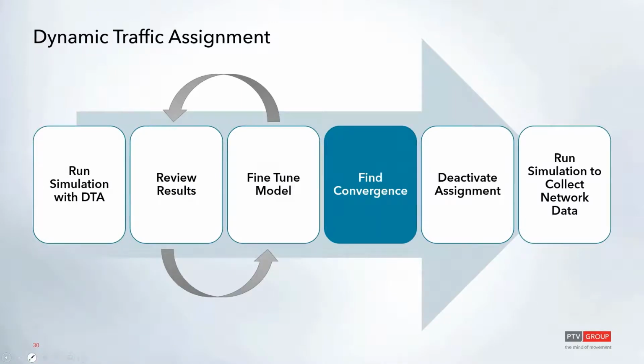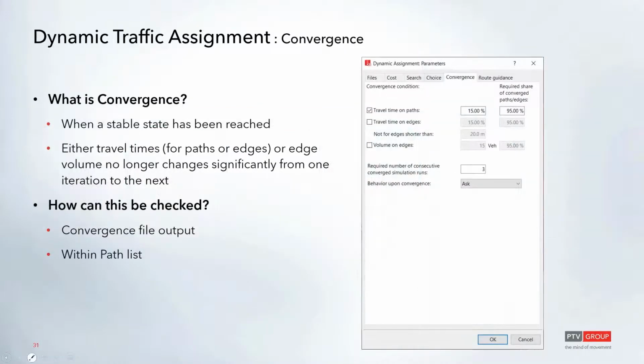All right, so after we've gone through that process of reviewing results and fine-tuning the model, reviewing results and fine-tuning the model, at this point, we can start to run the model for convergence. So what exactly is convergence?